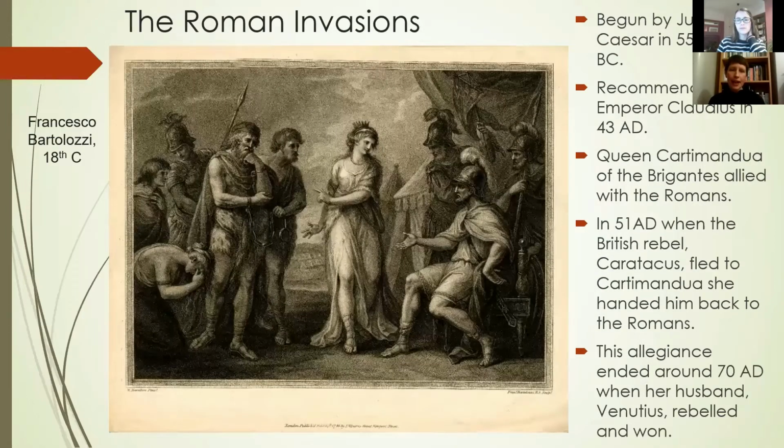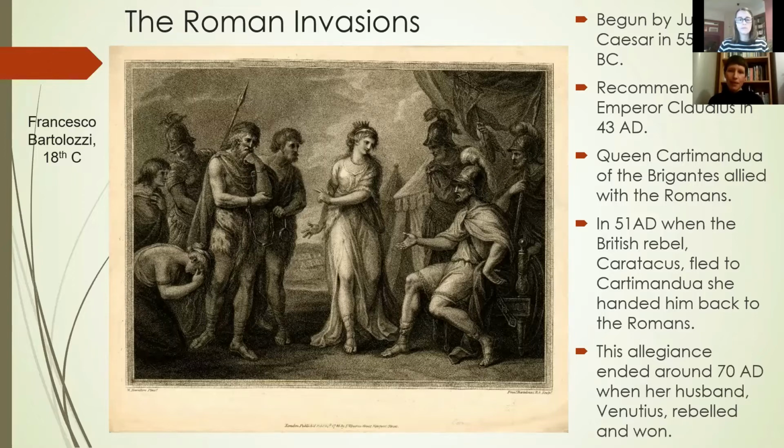I'm going to set the lives of these people again within the historic context now, and say a little bit about the Roman invasions. These began with Julius Caesar in 55 and 54 BC, and were largely unsuccessful. They recommenced with Emperor Claudius in 43 AD. At this point in time, most of the north was ruled by Queen Cartimandua and the Brigantes Federation, so the Setantii might have been a subset of the Brigantes at this point in time, and she allied with the Romans rather than battling against them.